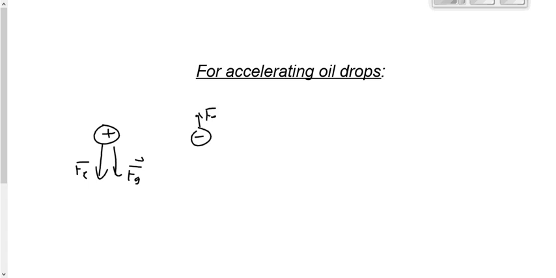where FE is up and FG is down, but FE is smaller than FG. Or it could be a particle like this, where FE is bigger than FG. Bottom line is, we have an oil drop that's not suspended or traveling at a constant speed. Rather, it's accelerating.